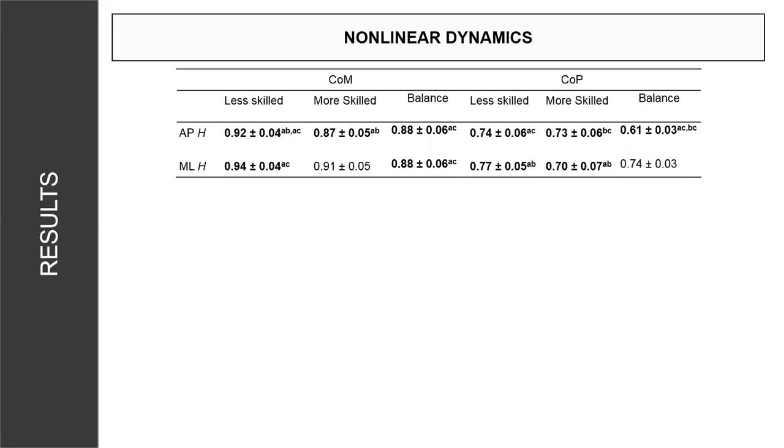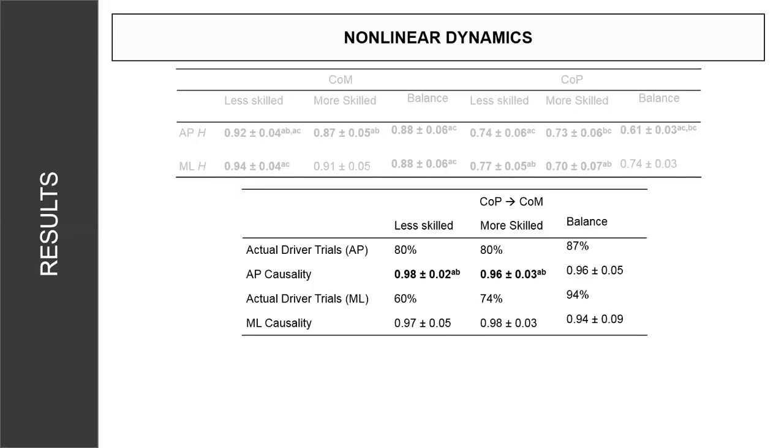And then when comparing the less skilled group with the balance phase, for the mediolateral center of mass and anterior center of pressure, they had longer long-range correlations, which gives indication for potentially less variability and more predictive control strategies. When considering the causality, we can see here the number of trials in which an actual driver exists, but overall we found that center of pressure continually drove the center of mass in each of the groups.